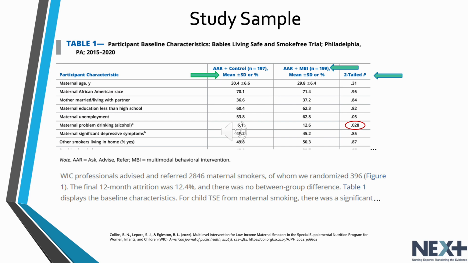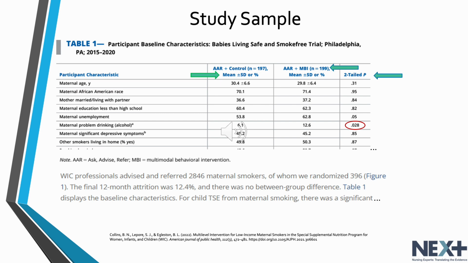Another column, or right below the sample size, we see means and standard deviations, or a percent. These authors do not state the predetermined p-value selected to indicate statistical significance in the methods section, where it can often be found. In this study, authors describe results as statistically significant when the p-value is less than 0.05, a common p-value to use.